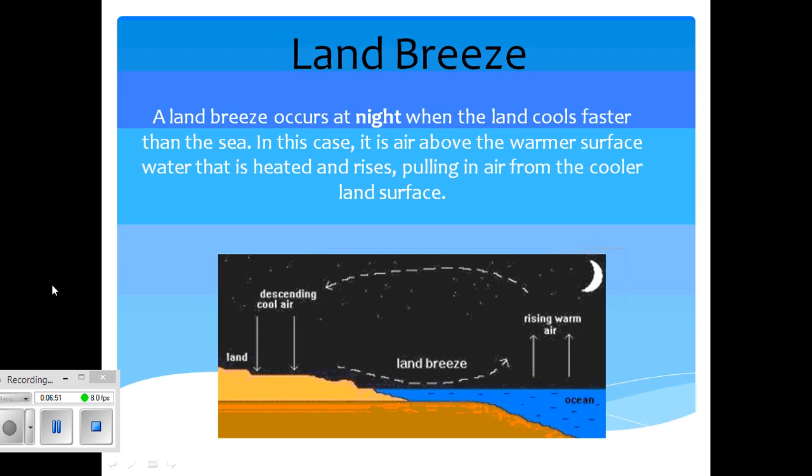With a land breeze, the breeze occurs at nighttime when the land cools faster than the sea. In this case, it is air above the warmer surface water that is heated and rises, pulling air from the cooler land surface. And that concludes today's lesson on winds.